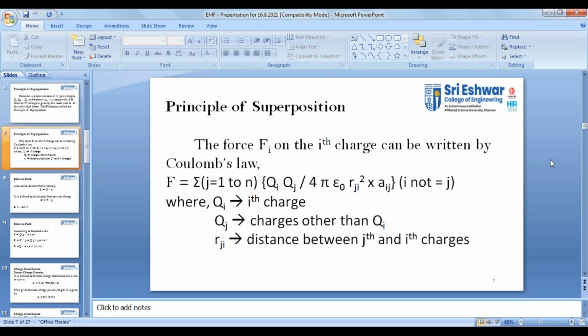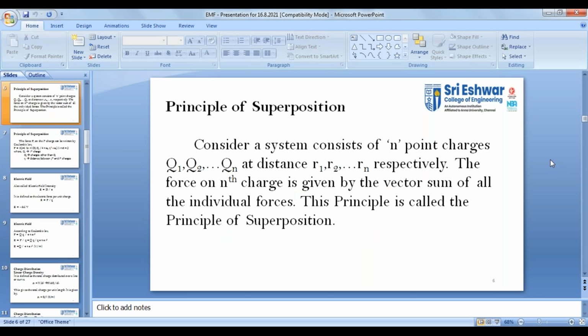Any doubt on this Coulomb's law? Anybody has got any doubts till what we have covered? Before slide, yeah, sure. Somebody has asked for the previous slide. Is this the slide? Yeah.